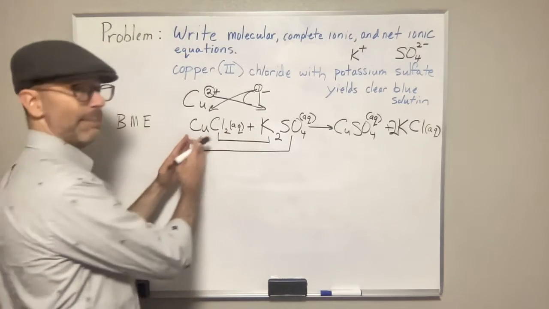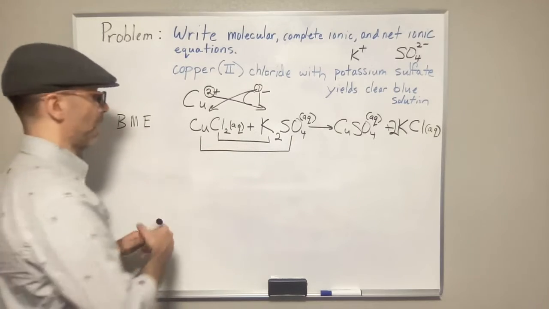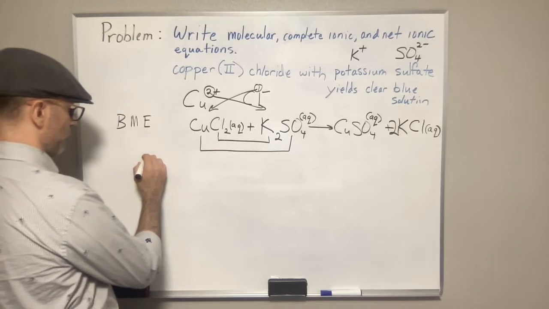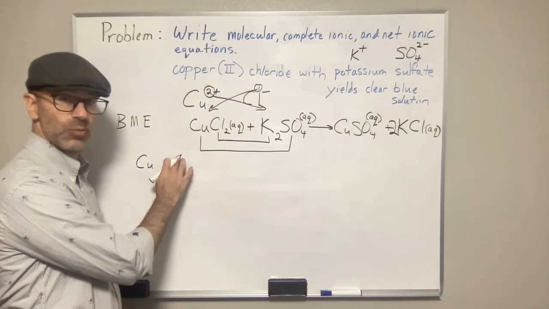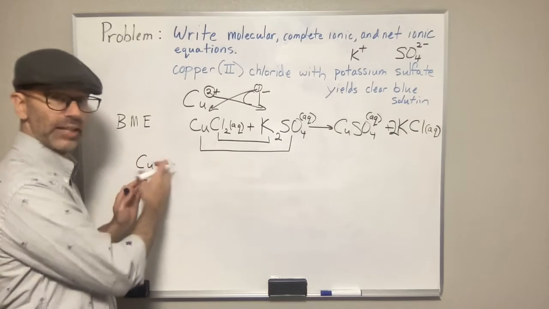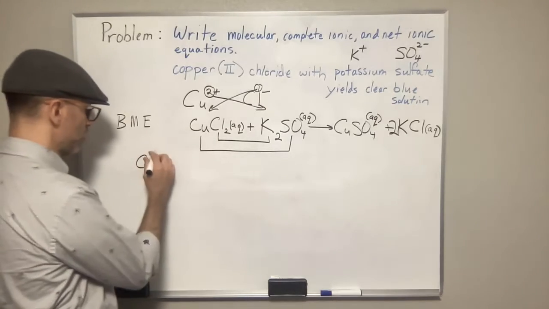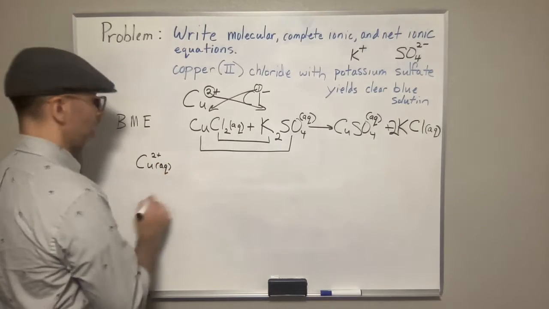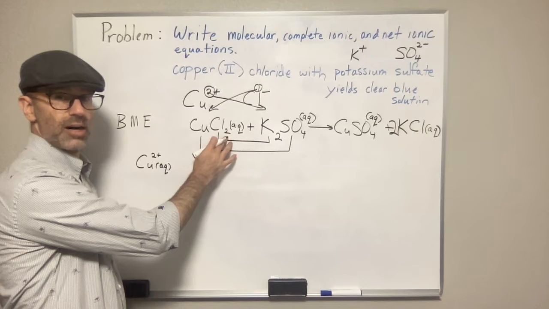So we're going to separate out the ions as they really are. So these ions are going to be separated. So we have the copper, and we're going to write the charges as well. When we separate the ions, we write the charges with the state of matter. So I have one here, so that's a 2 plus aqueous. And then I have 2 chloride ions. These 2 chloride ions are not together.